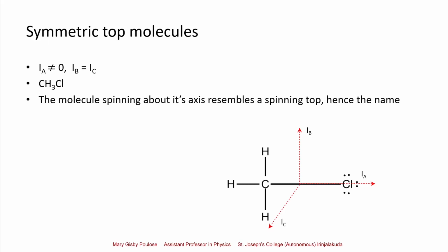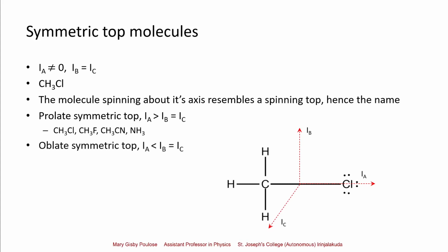Now the molecule, since it is spinning about its axis, will resemble a spinning top, and hence it gets its name, the symmetric top molecule. Now, these molecules are classified into two based on the value of IA. If IA is greater than IB and IC, they are called prolate symmetric top molecules. Examples are CH3Cl, CH3F, CH3CN, and NH3.